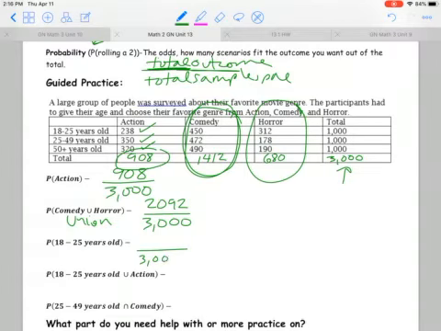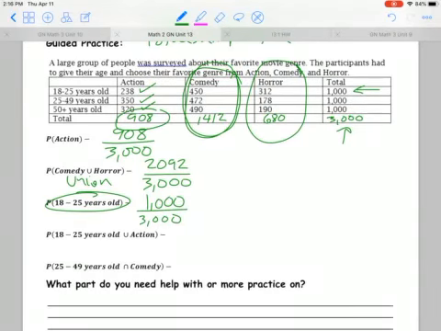For the next category, we're just looking at all the 18 to 25-year-olds. So we look at the total for that row there. And then if you want to know like about how much it is, you can simplify it to 1/3. But you still want to know out of your total study for now.